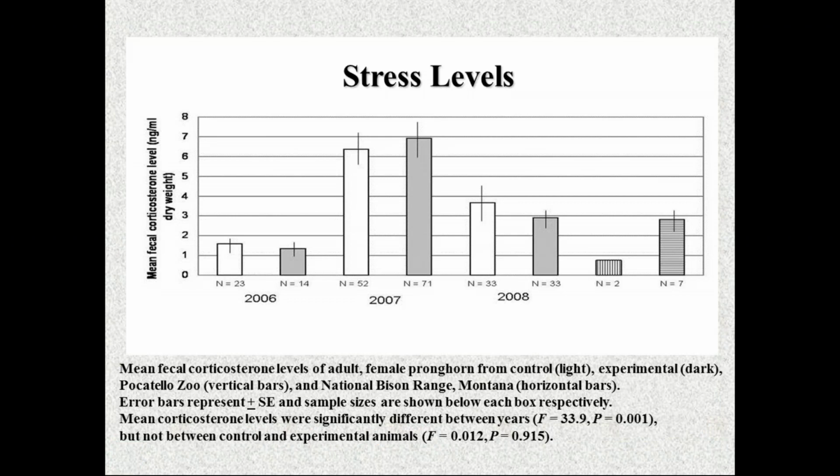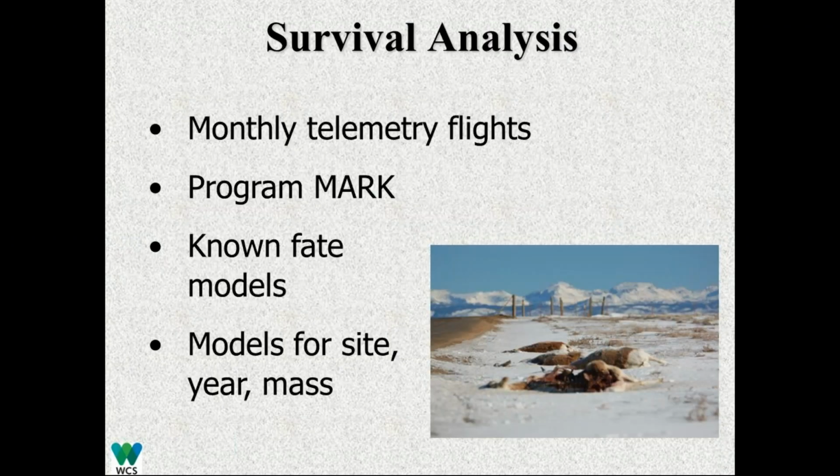In this graph and in subsequent ones, our control animals will be in the clear bars, our experimental animals will be in the dark shades. And what you can see for stress levels, looking at mean fecal corticosteroid levels, is that we did not see any difference between control and experimental animals, although we did see differences across years. For example, in 2007, a harsh winter, we saw elevated stress levels. And pronghorn in this region had elevated stress levels compared to pseudo-controls of pronghorn in the Pocatello Zoo and the National Bison Range in Montana, which is not surprising given that they're overwintering at about 7,000 feet.